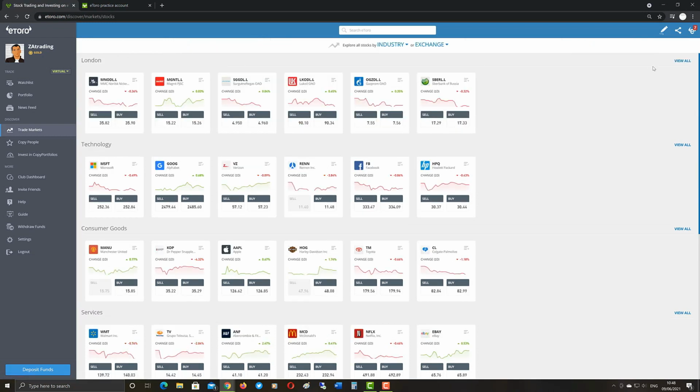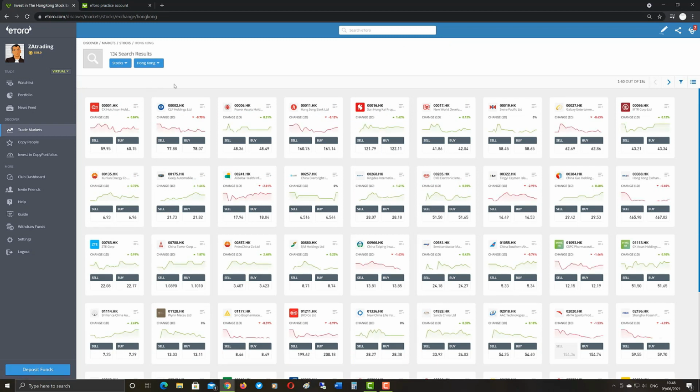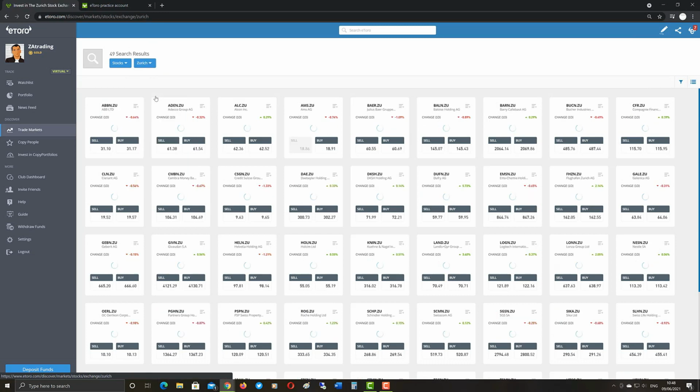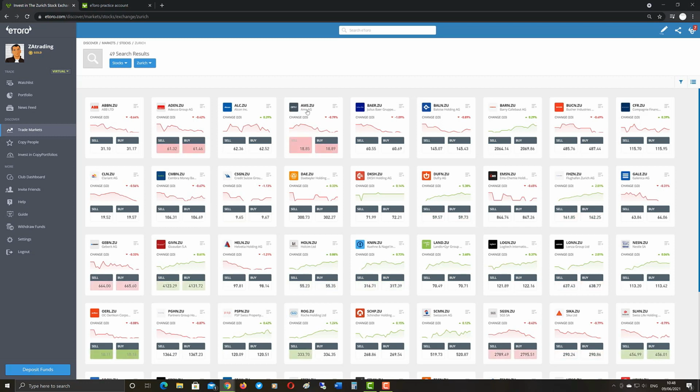So if you were looking at, say, Hong Kong exchange, it will just show you those stocks that are available in Hong Kong, and you can see most of them have .hk at the end of it. That's signifying that this particular stock is Hong Kong specific. Okay, you can go into, let's say, Zurich, right? These are stocks .zu, Zurich stocks, specifically traded on the Zurich Stock Exchange, right?